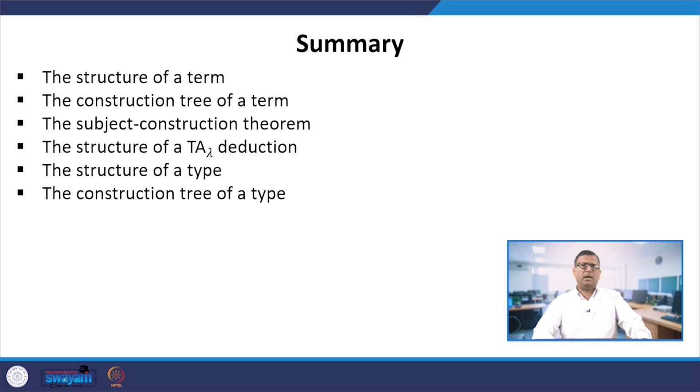So thus we can summarize the discussion. We discussed the structure of a term, and for this we introduced a tree which is called the construction tree of a term. We gave the definition of the construction tree. Then the idea about this correlation with deductions and terms is formalized in the theorem called the subject construction theorem. And then we gave an alternative way of writing or showing deductions in TL lambda in the tree structure that we have discussed. And then the structure of a type also was considered, and again the tree structure is a construction tree of a type which is similar to the construction tree of a term.